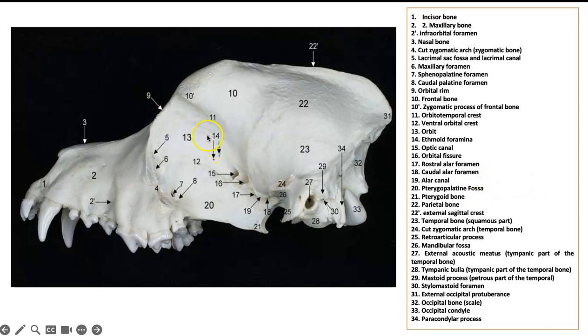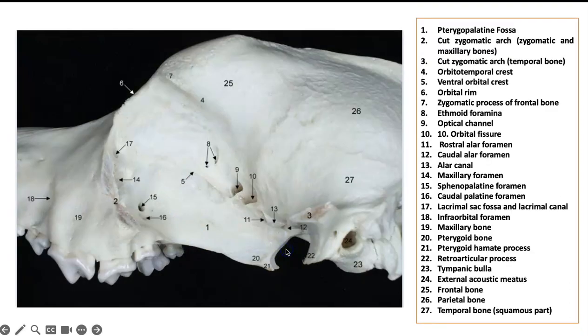Again, now to see the different foramina, as we mentioned, ethmoidal, optic, orbital, right? And this is known as the pterygopalatine fossa. So ethmoidal, optic, orbital, and rostral alar, caudal alar are known as foramina of the pterygopalatine fossa. And then we have the maxillary foramen, the sphenopalatine foramen, and then the caudal palatine foramen. This is closer, to see the different foramina.